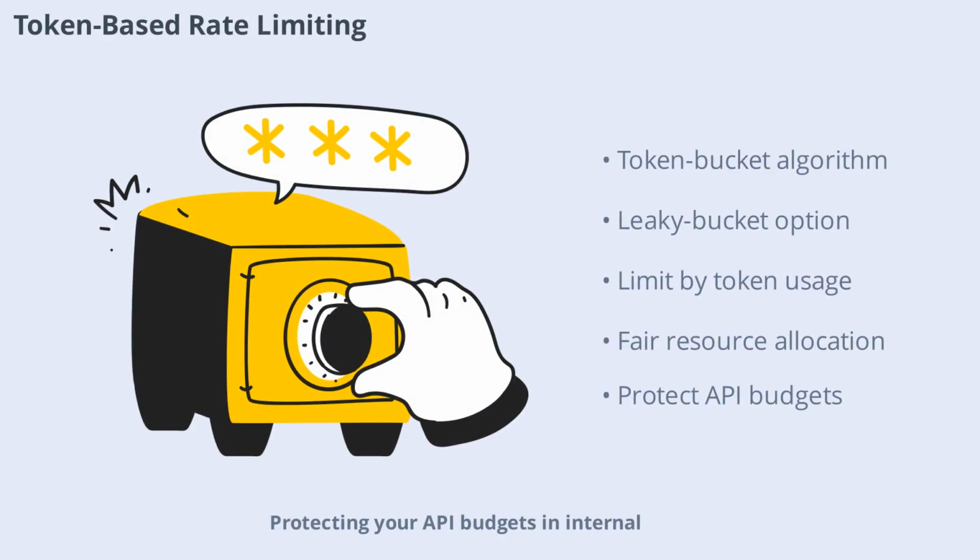Protecting your API budgets in internal LLM applications requires effective rate limiting. Instead of simply counting requests, implement a token bucket or leaky bucket algorithm at the API gateway layer. This approach bases limits on the total estimated tokens consumed, including both prompt and output tokens, since requests can vary widely in size. Token-based rate limiting ensures fair usage and prevents unexpected cost overruns.